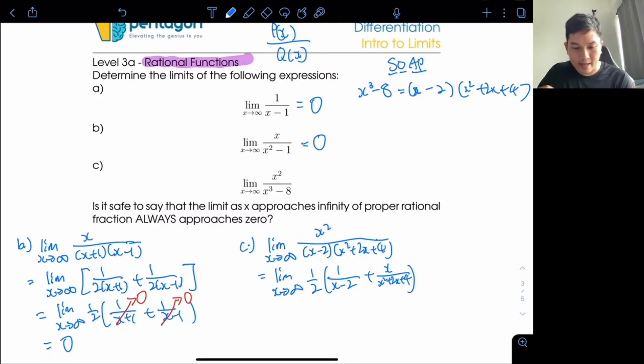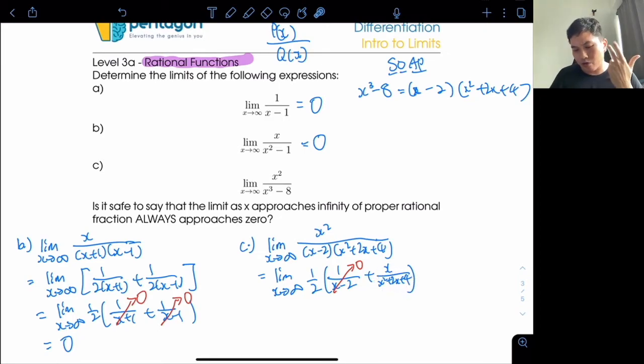You should be very comfortable by now to say that this will go towards 0, and I don't even have to explain why. Now let's look at this one. This one is not so straightforward because the denominator cannot be factorized. There's no real roots.